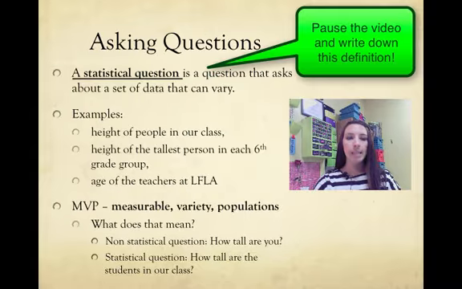So, a statistical question, and this is something you should write down, is a question that asks about a set of data that can vary. So when I say vary, it just means that something can change. So examples would be like the heights of people in our class. The answer to that question is going to change based on the person you ask.